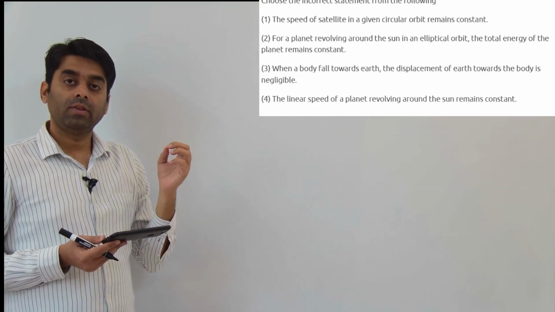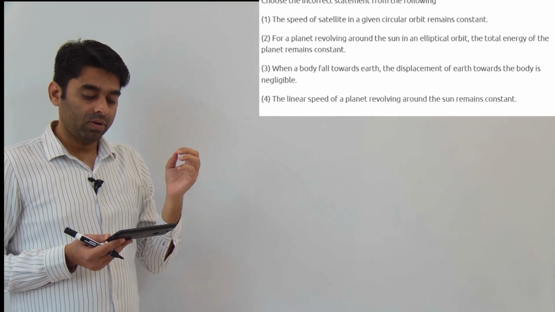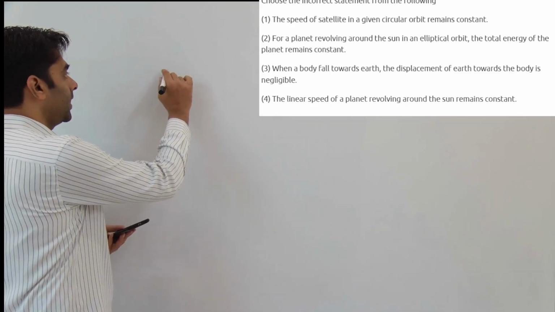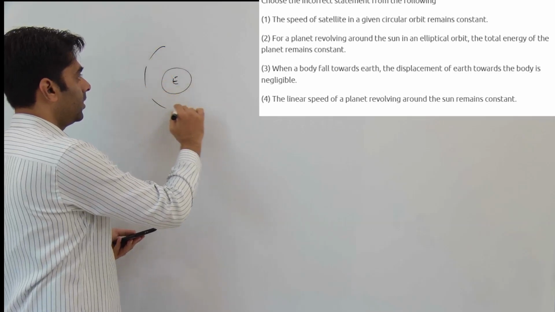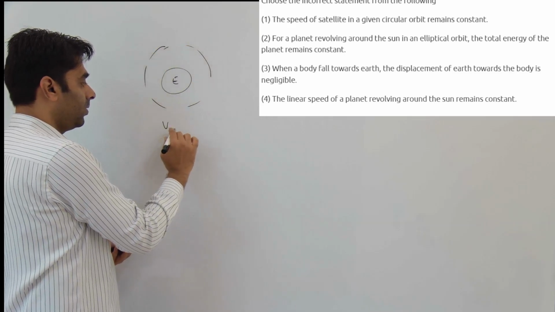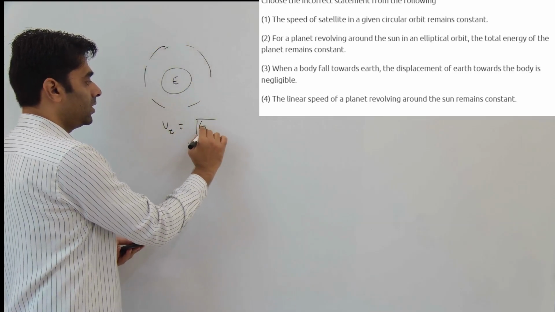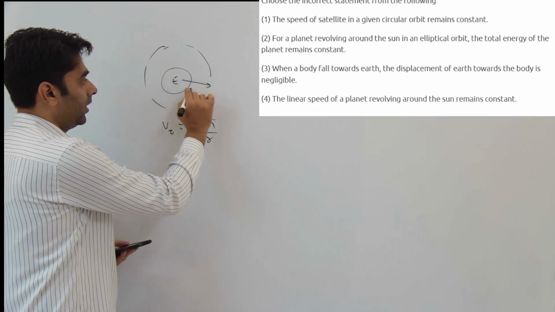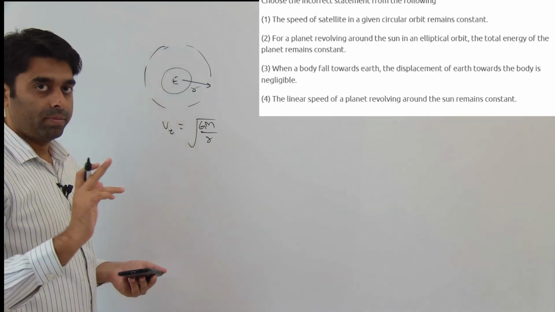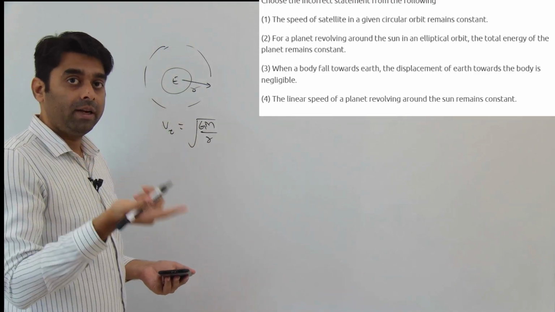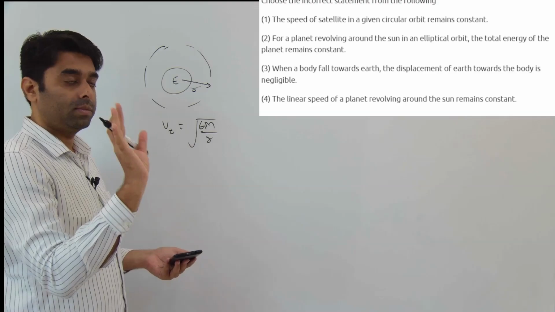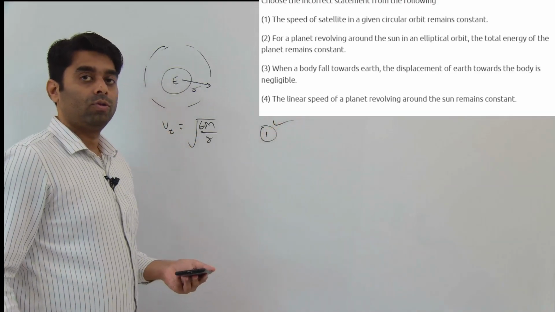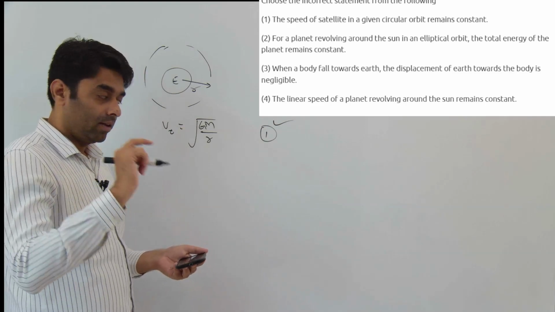First statement says the speed of satellite in a given circular orbit remains constant. Fine. Satellite moves around Earth. What is the orbital speed? Orbital speed is given as root over GM by r. This is mass of Earth. This is orbital radius, right? So yes, in a given circular orbit, it remains constant only. Speed is given, so speed remains constant. Velocity changes, but speed remains constant. That means this is the correct statement. So fine, they are asking us incorrect, so this one is correct.